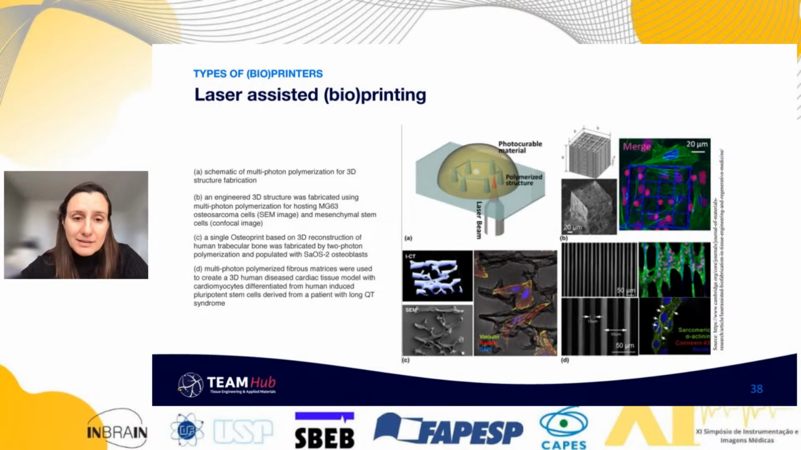So you can be creative, you can create some interesting structures. This one is to mimic a trabecular bone. And then, the same thing, you wanted to place certain types of cells in certain regions of this structure.